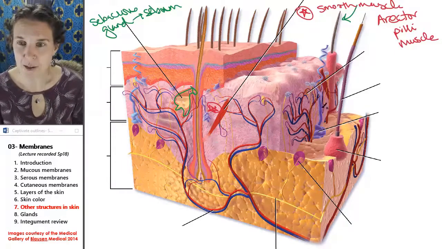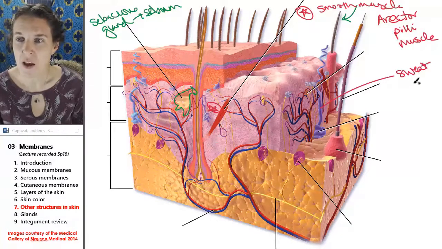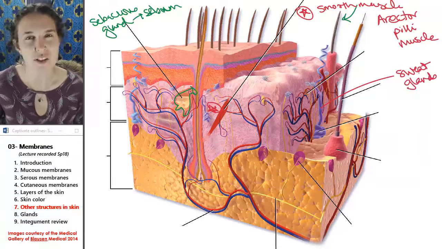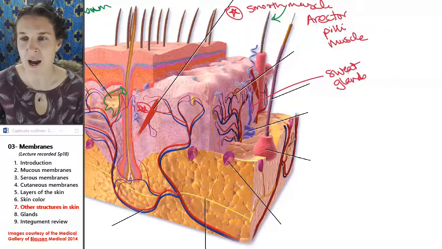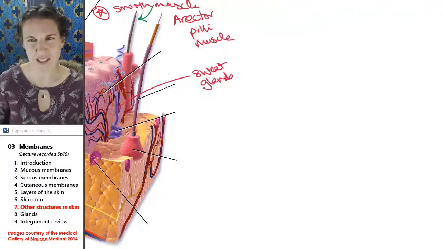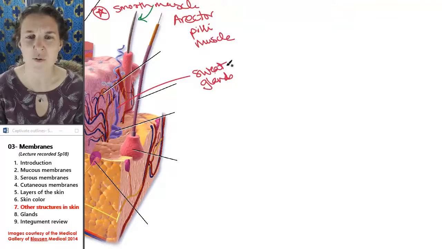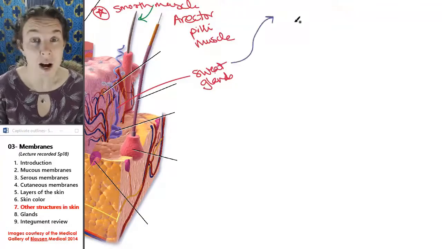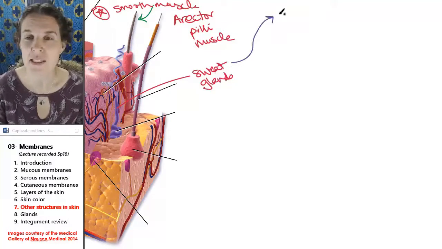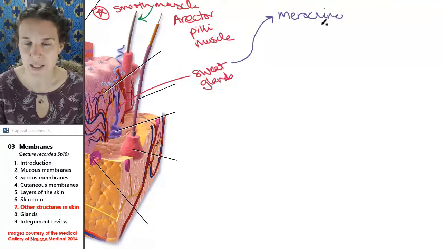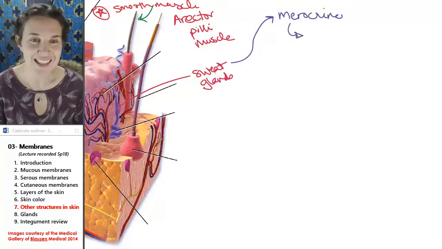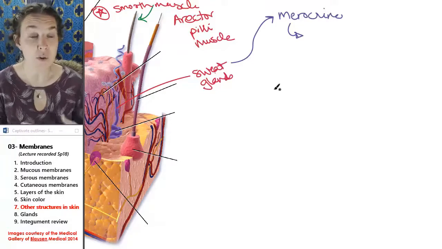Check this guy out. We actually have sweat glands associated with skin, which makes complete sense. And we have a couple of flavors of sweat glands. And so I am going to tell you, and that choice of words is a little bit unfortunate. One of our types of sweat glands is called a merocrine sweat gland. Merocrine sweat glands, that's a merocrine sweat gland. Merocrine sweat glands are the most common sweat glands.